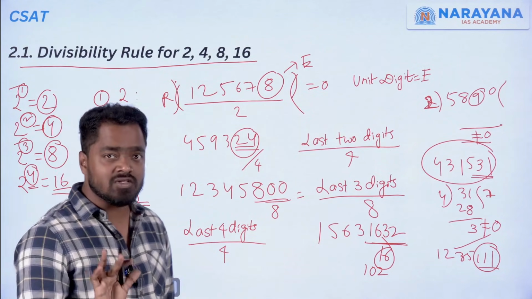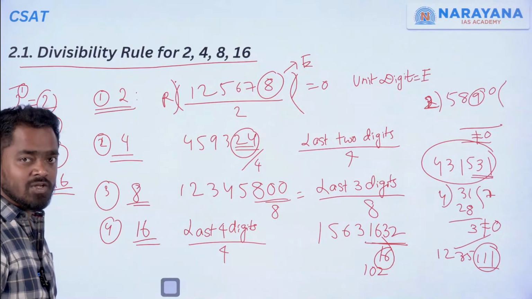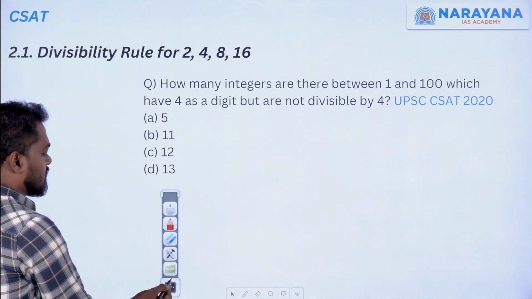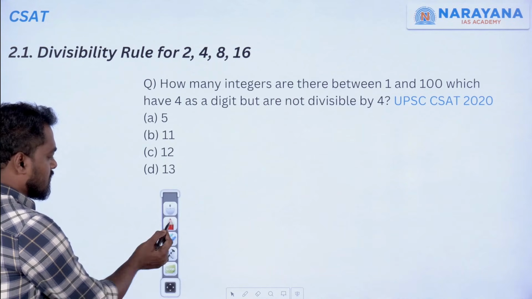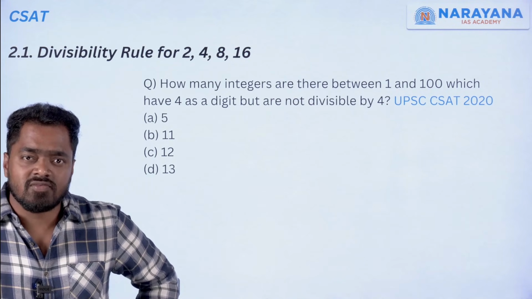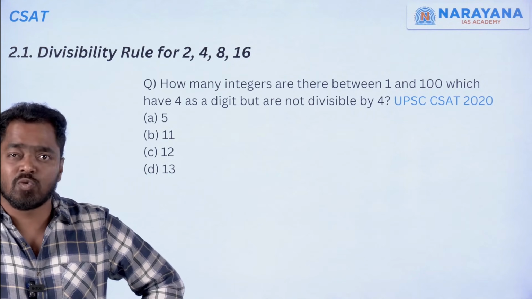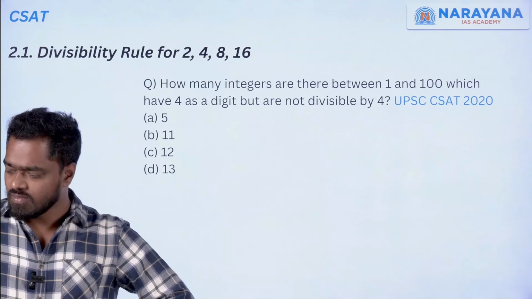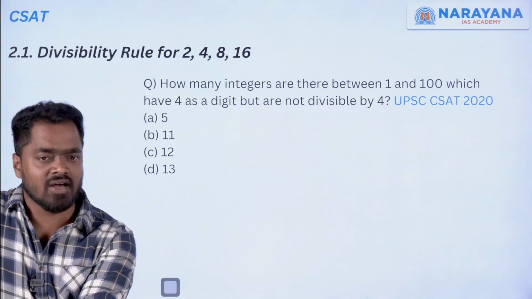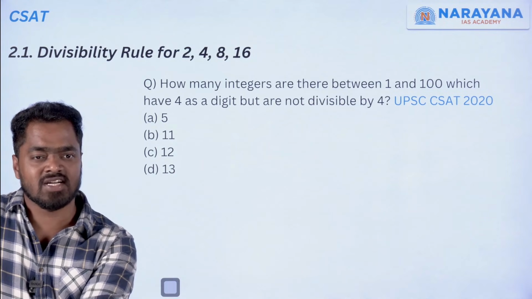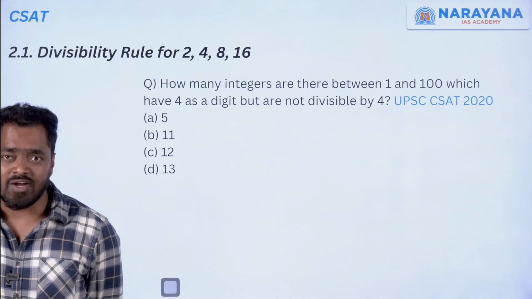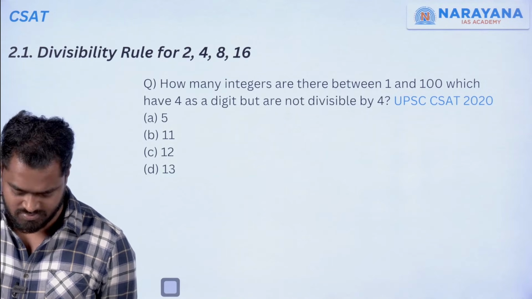Now let's try to solve some problems on these divisibility rules of 2, 4, 8, 16. This question was asked in the CSAT paper 2020. The question reads: how many integers are there between 1 and 100 which have 4 as a digit but are not divisible by 4? So try to understand and solve this question.